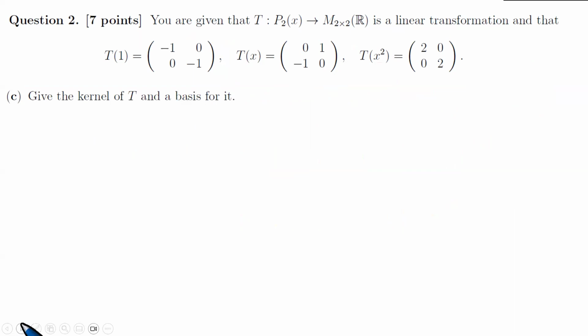Right, so if you look at what you need to do here in the next part, give the kernel of T and a basis for it. Remember that to write the kernel of T, the kernel of T contains things that are here.